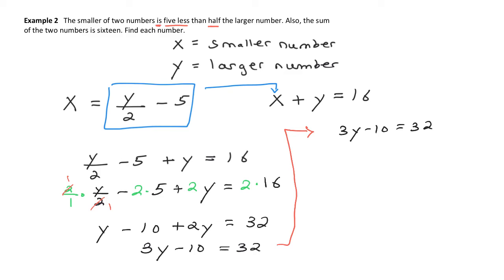To get y by itself, I'm going to add 10 to both sides. So I get 3y is 42. And if I divide both sides by 3, I get my final answer.